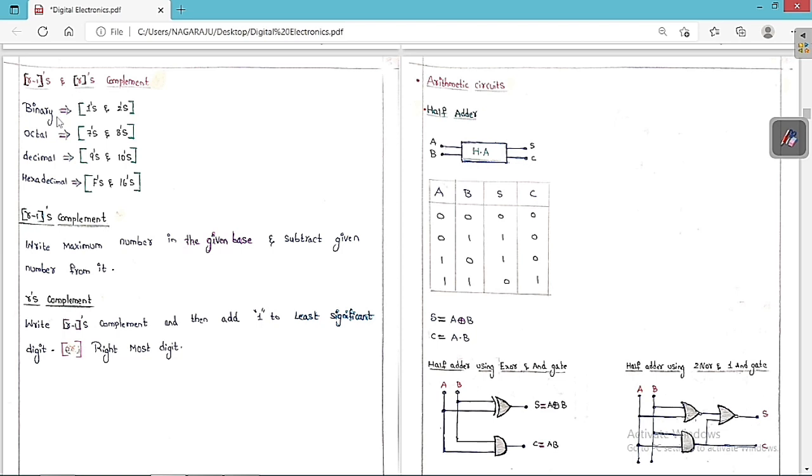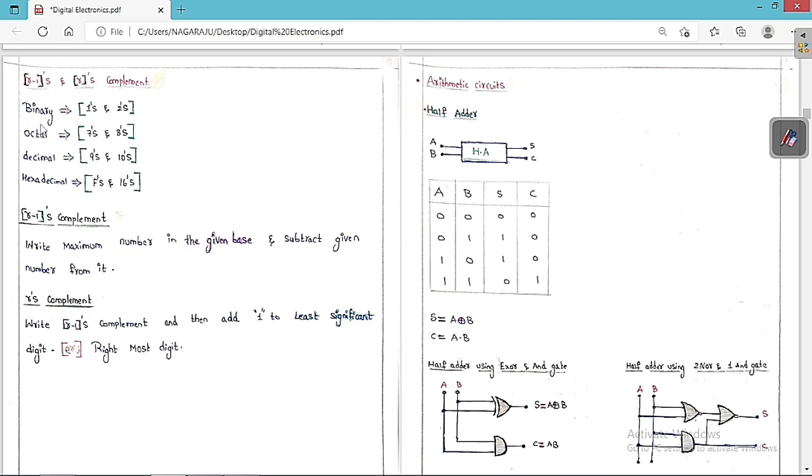So let me tell you one more important concept, which is called the R-1's complement and the R's complement. I already told you that for any number system of radix R, there will be only two complements present, which are the R-1 complement and the R complement. So for any number system of radix R, we are going to have only the R minus 1's complement and the R's complement.